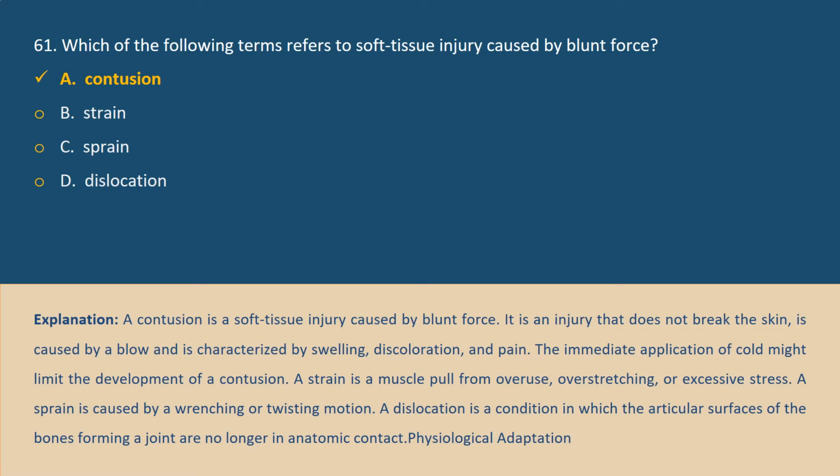A strain is a muscle pain from overuse, overstretching, or excessive stress. A sprain is caused by a wrenching or twisting motion. A dislocation is a condition in which the articular surfaces of the bones forming a joint are no longer in anatomic contact. Physiological adaptation.